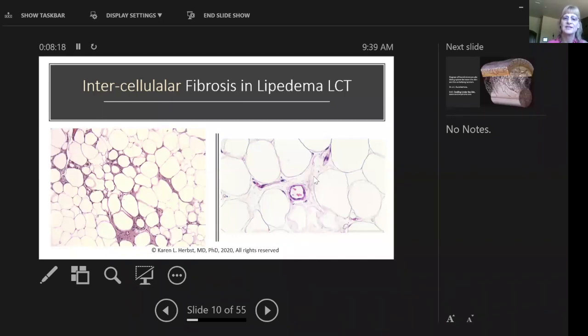If we look at this intercellular space or this extracellular matrix, you can actually see the fibers here. And these fibers are thickened. And therefore, the extracellular matrix fibers can become thickened as well as the space between cells.